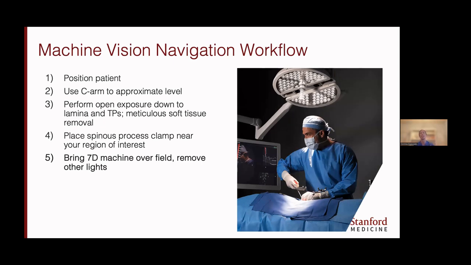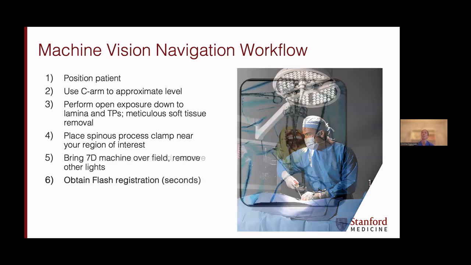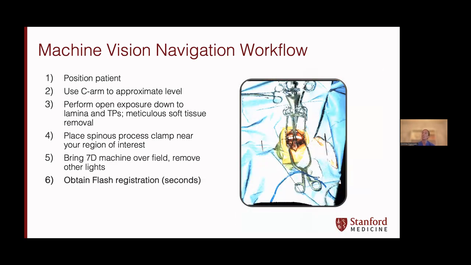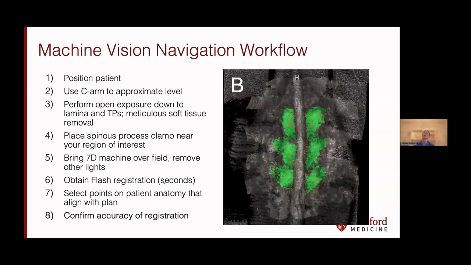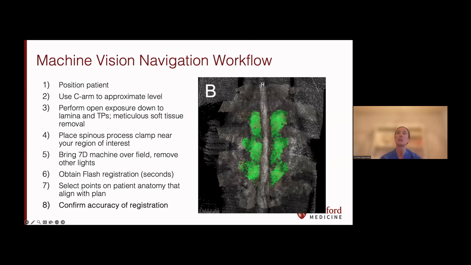And so now instead of bringing in your intraoperative CT scanner, you bring in your 7D machine over the field, you take out all of your other lights, you get a very quick image of this, and this is called the flash registration. You want to see nice light around the part of your spine that you can visualize very well without blood, without soft tissue. Then you select points that are in your area of interest. And then you use that in order to co-localize with the preoperative CT scan. And so here, all of these green spots are, in this particular case, a very nice registration. Of course, I'm showing you a good one that has thousands of points that have co-localized.